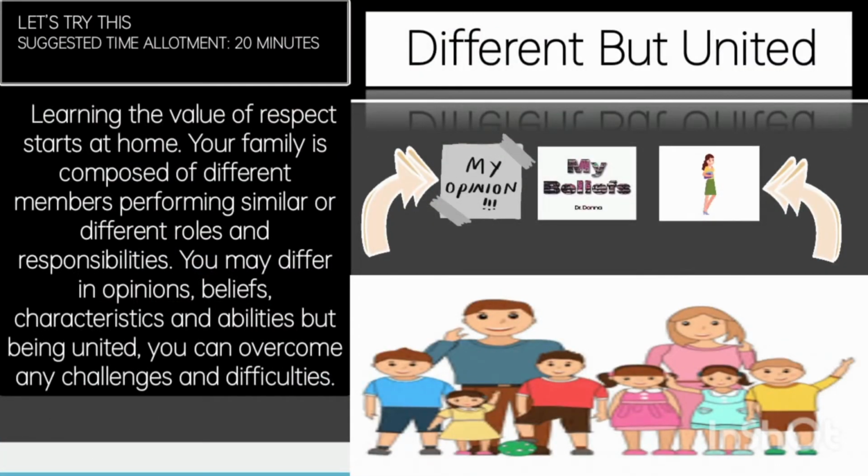In this activity of Let's Try This, entitled Different but United, learning the value of respect starts at home. Your family is composed of different members performing similar or different roles and responsibilities. You may differ in opinions, beliefs, characteristics, and abilities, but being united, you can overcome any challenges and difficulties.